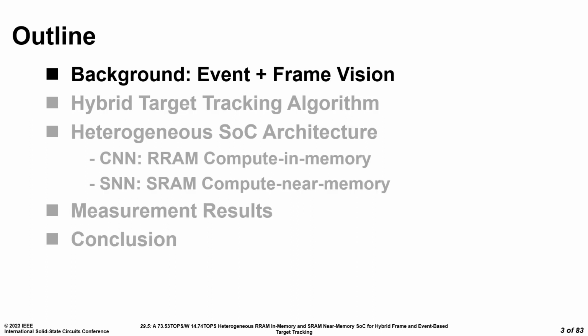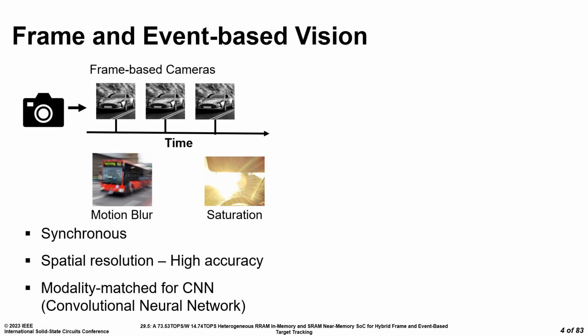Let's start with event and frame-based vision. Frame-based cameras provide synchronous image frames, as shown here. They capture detailed spatial information like color and texture. Convolutional neural networks are typically used to process this data with high accuracy. However, because of large sizes of CNN models and limited frame rates of frame-based cameras, the speed of processing remains limited. So with frame-based cameras, high accuracy tasks are possible, but high-speed tasks get limited.